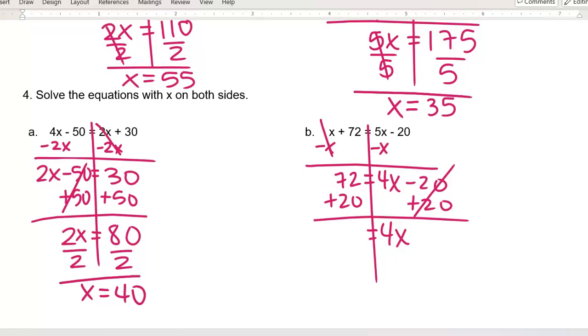4x comes down. 72 plus 20 is 92. And anytime we have a number in front of an x, that means times. So this is 4 times x. We undo with a divide. So this last one here does have the x equals on the other side that we're not used to seeing, but that doesn't change our steps. We undo our pluses with minuses, we undo our times with a divide, and our final answer here is x equals 23.